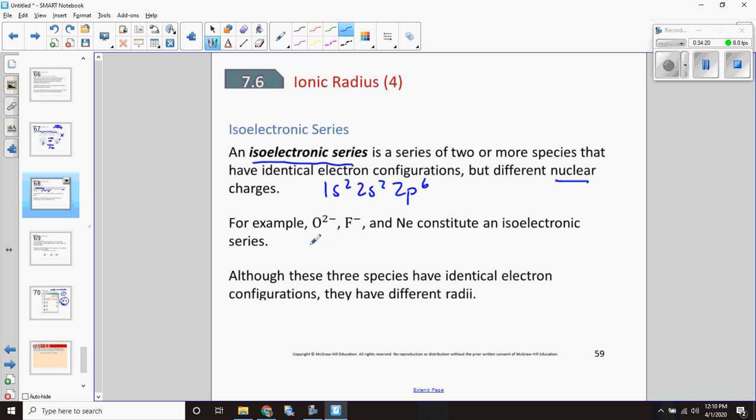Oxygen has an effective nuclear charge of +6, fluorine is +7, and neon is +8. So as a result, they all have very different radii. And we know right now that oxygen is going to be much larger than fluorine, is going to be much larger than neon, right? So remember, as atoms gain electrons, they get bigger.